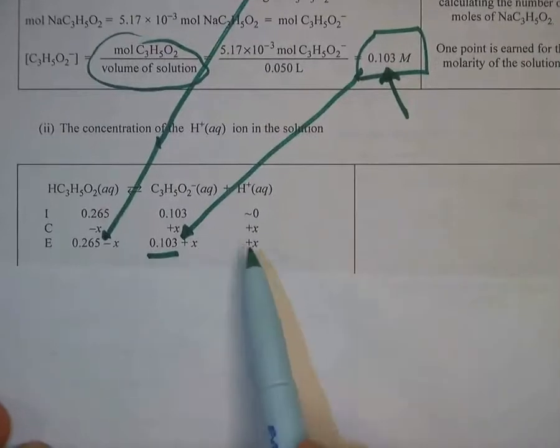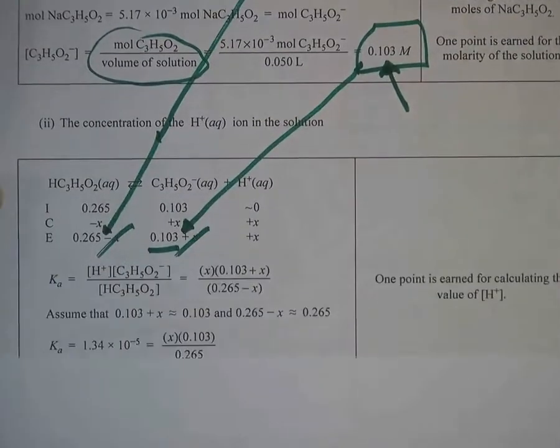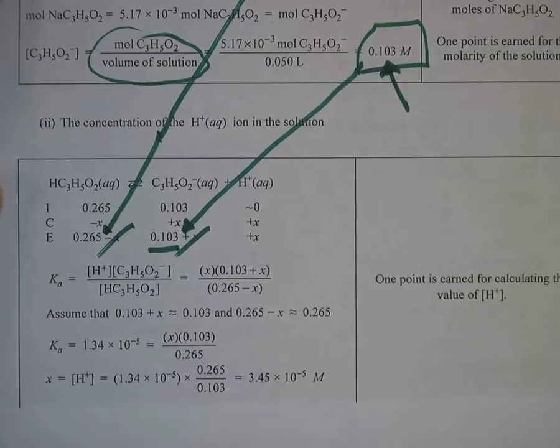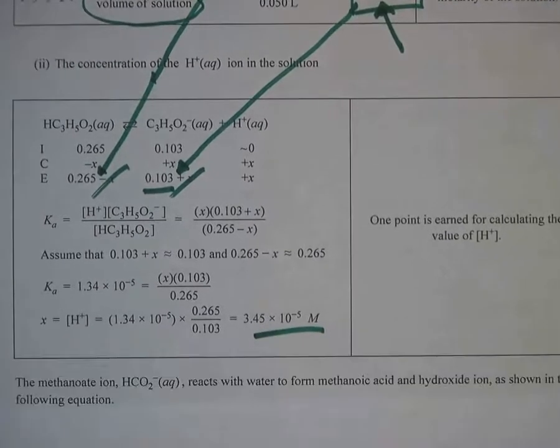Lose X, gain X, gain X. Assume it's small. Solve for this X right here. X turns out to be 3.4 times 10 to the negative fifth. A great example of a common ion question.